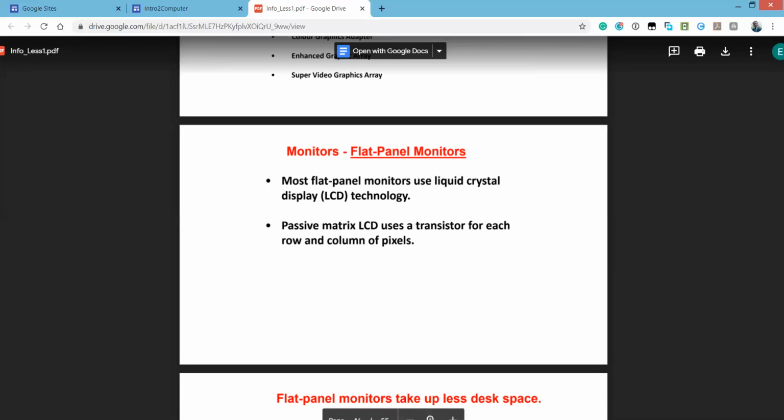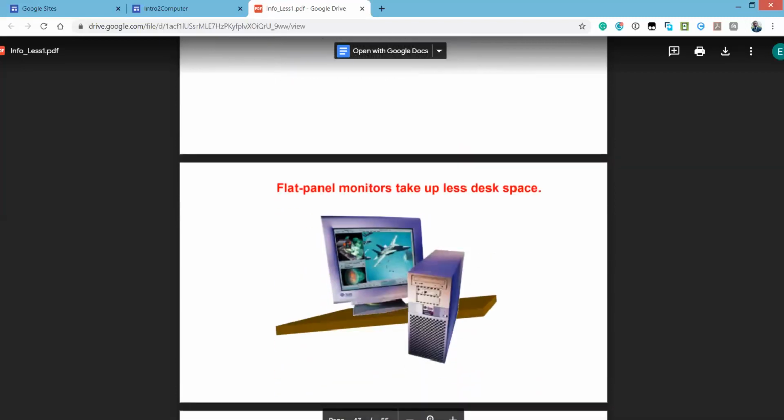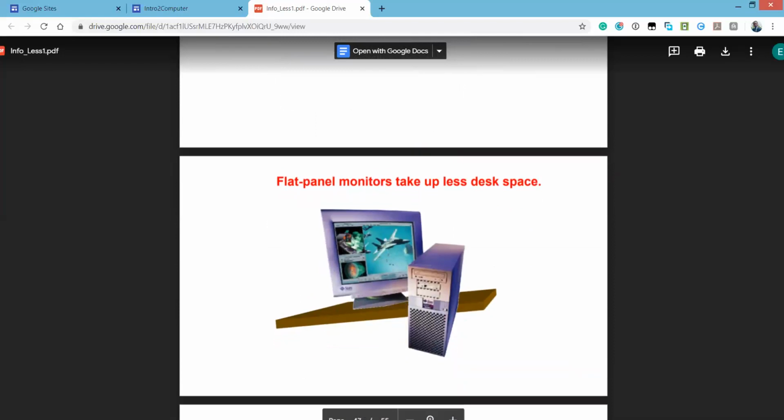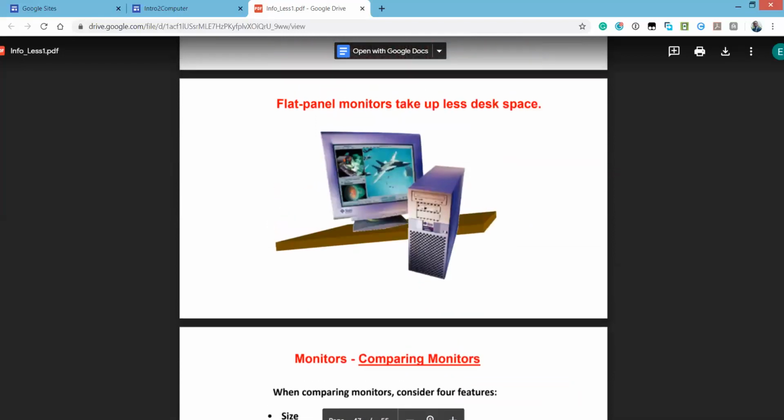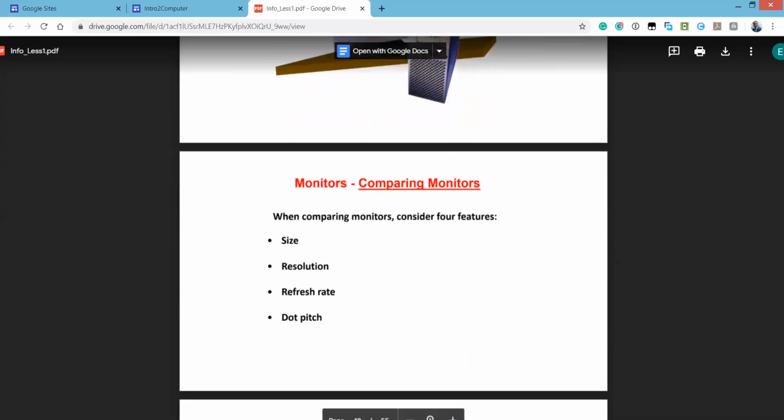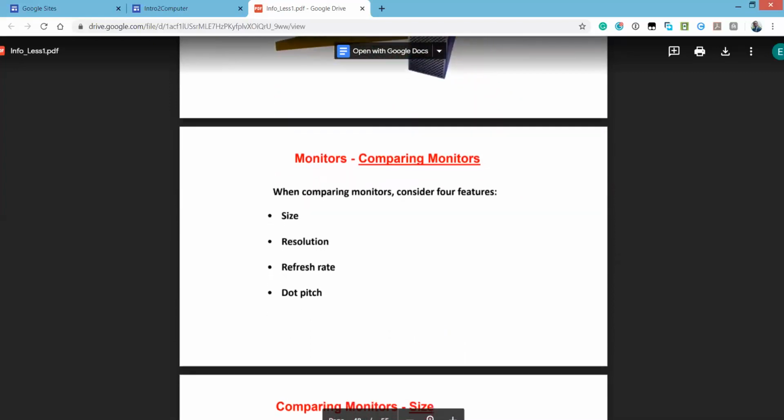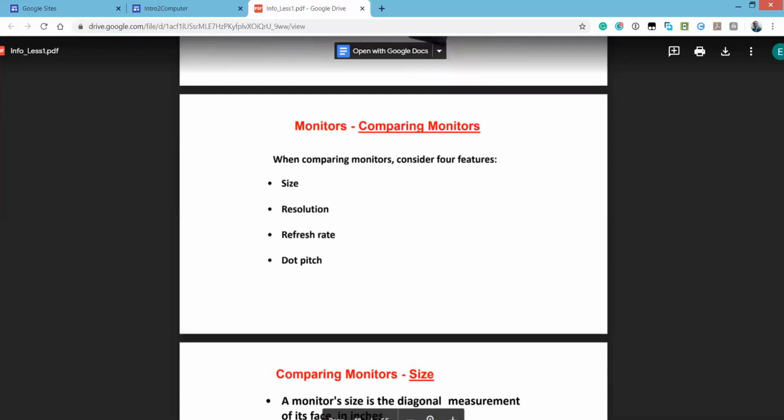Anyway, the flat panel, say it takes less space. We have the sizes. So we are talking about the sizes. When comparing monitors, consider four features: the size, the resolution, the refresh rate, and the dot pitch.